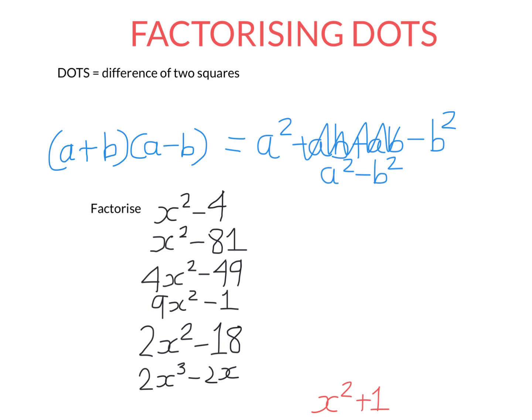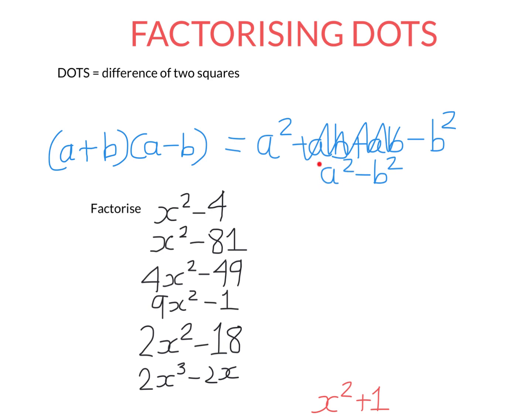So what does this have to do with factorising? Well, if I expand this, I get this. So that means if I factorise a squared minus b squared, it's just this here. This gives us a quick way to factorise the difference of two squares.